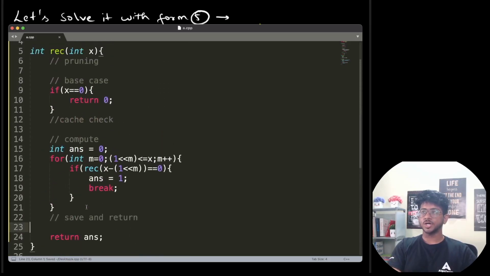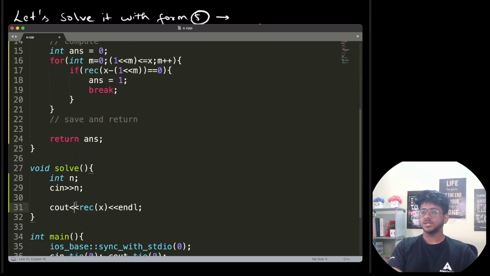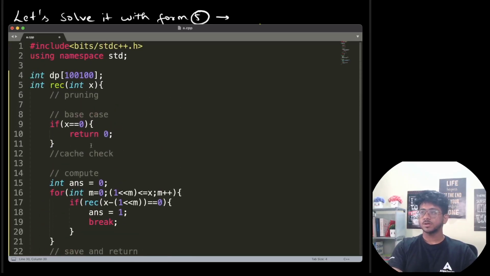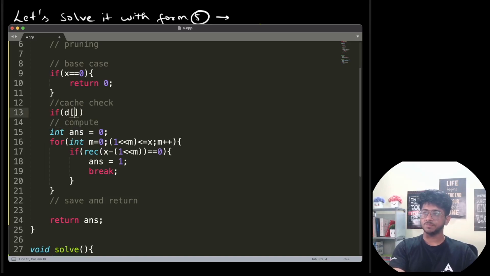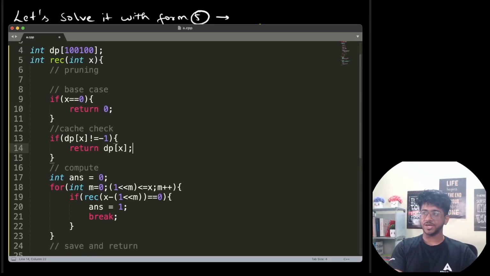This is all there is to the recursion part of it. Just to add memoization to it, we are going to add a DP array. The DP array is going to be initialized to -1 because we're going to have 0 and 1 as the states. So we will do this: if DP of x is not equal to -1, then you have already computed whether it's winning or losing. 0 means losing, 1 means winning. Return DP of x.